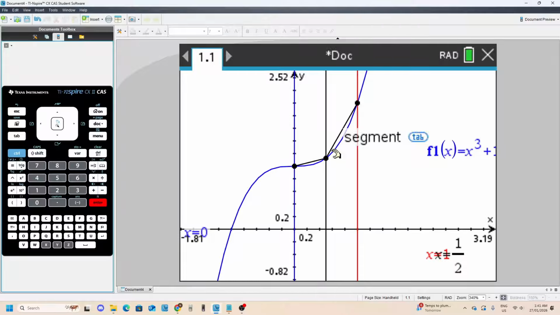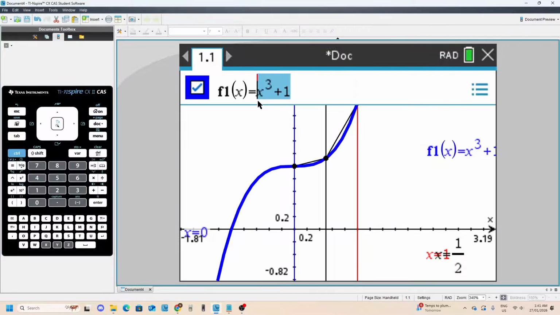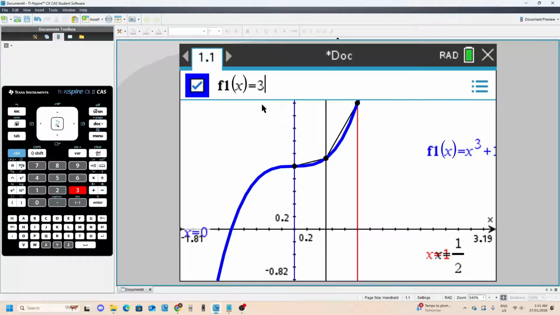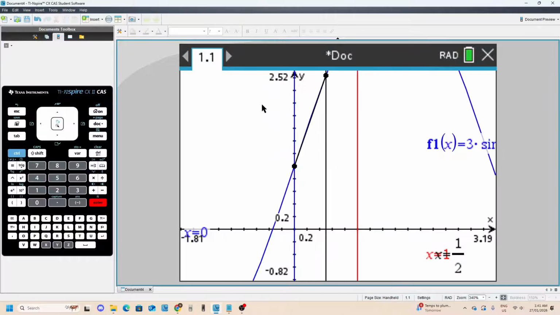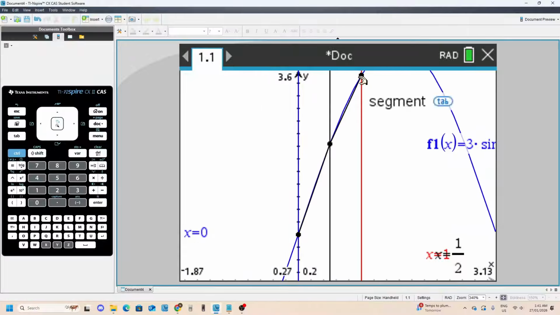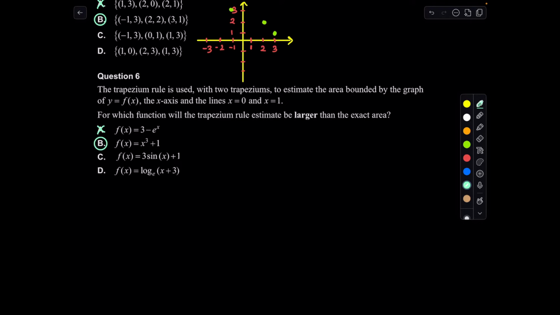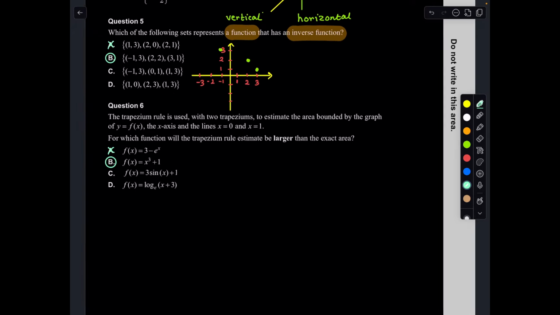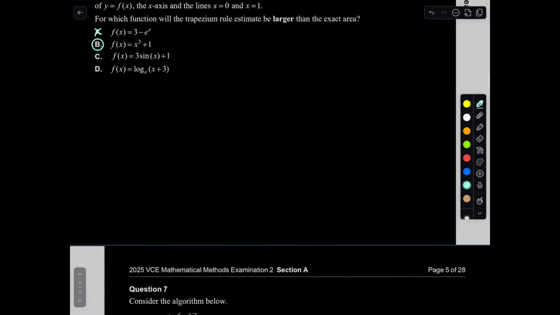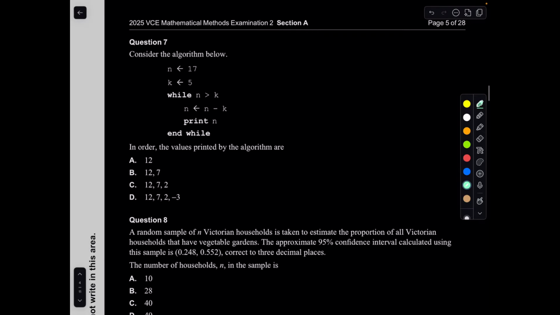Now, of course, you could try C and the other ones, but it's a waste of time. Just make sure you choose the answer. Let's try just C, for example: 3 sine x plus 1. Enter. And as you can see, the area of the trapezium is smaller than the exact area, which is wrong. So how easy was that, yeah? Just use your CAS, yeah? Beautiful. All right. So the next question is question 7.